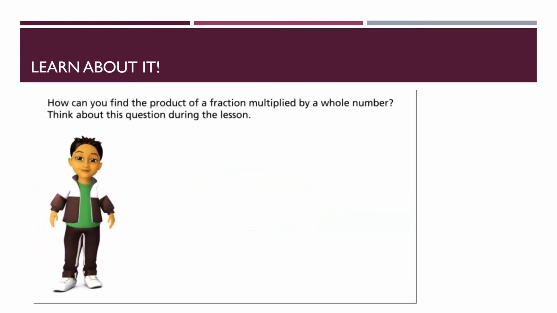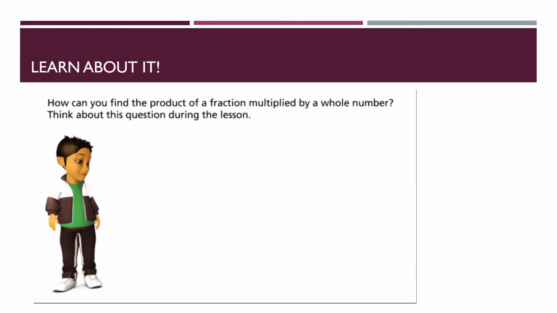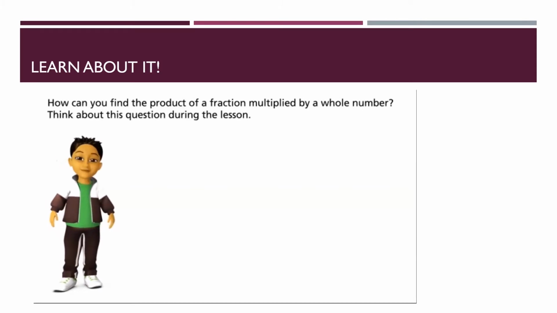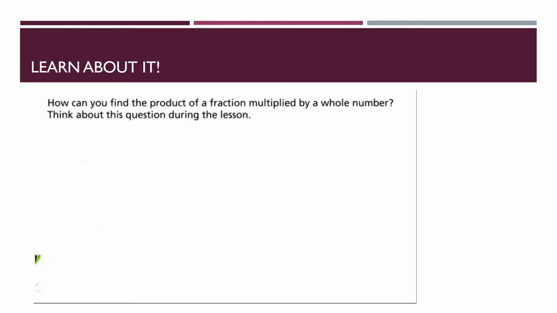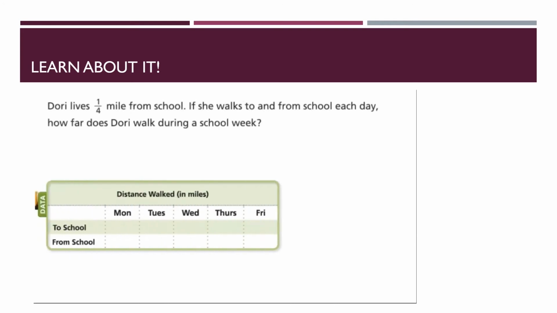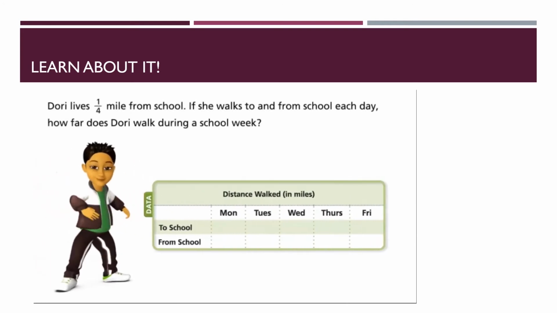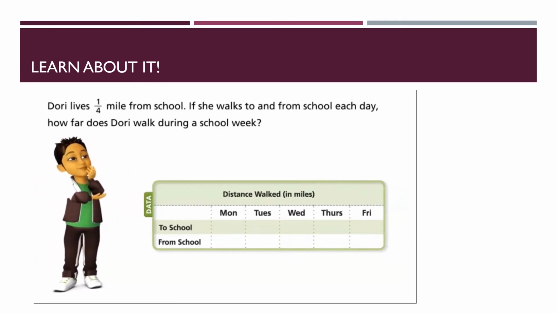How can you find the product of a fraction multiplied by a whole number? Think about this question during the lesson. Dory lives 1/4 mile from school. If she walks to and from school each day, how far does Dory walk during a school week?